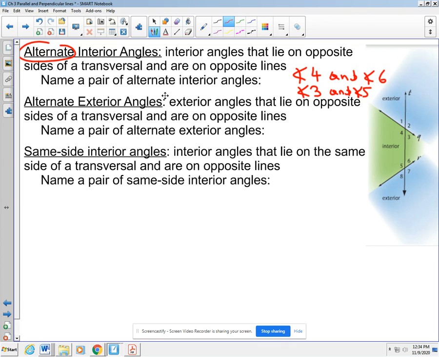Next, alternate exterior angles. As the word indicates, exterior means outside, and they have to be on the other side of the transversal. So think about it, name a pair of alternate exterior angles. So give me one pair, please. Angle 1 and angle 7. And also you could say angle 2 and angle 8.